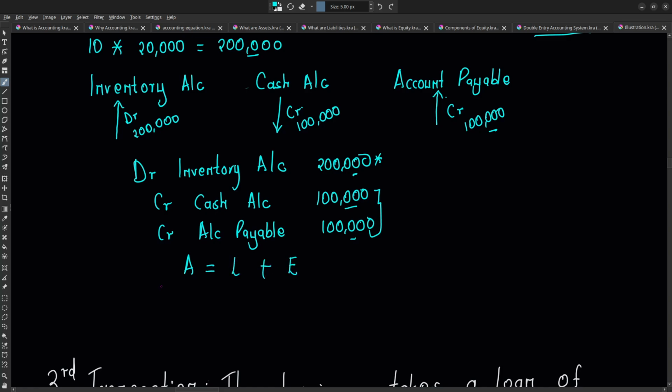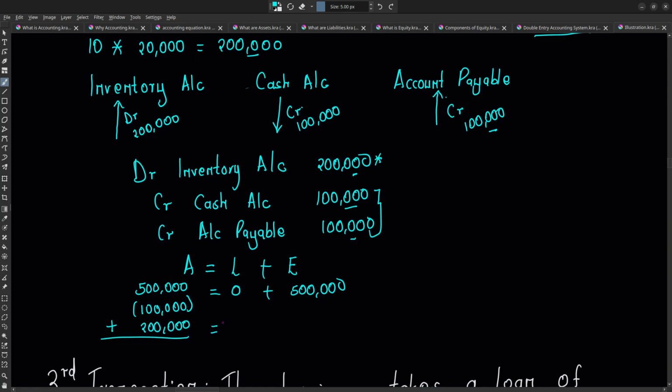So we left from our previous transaction, we had assets of 500,000, we had zero liability, we had equity of 500,000. Now we have reduced cash by 100,000. Cash is an asset account, but we have increased inventory by 200,000. Don't forget, inventory is an asset account.